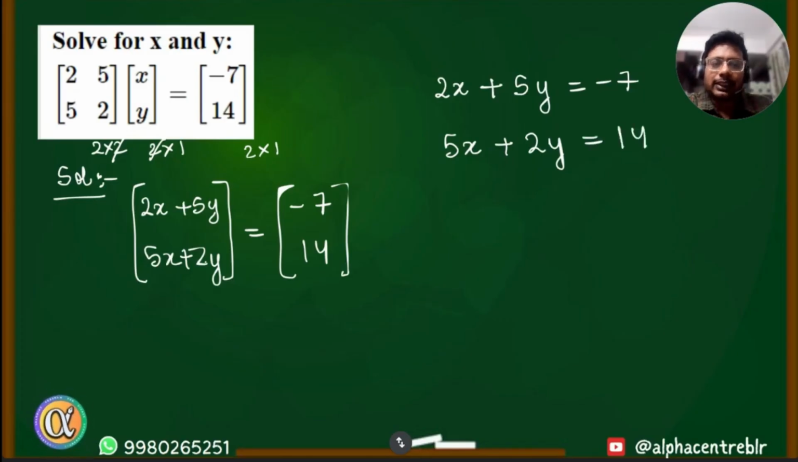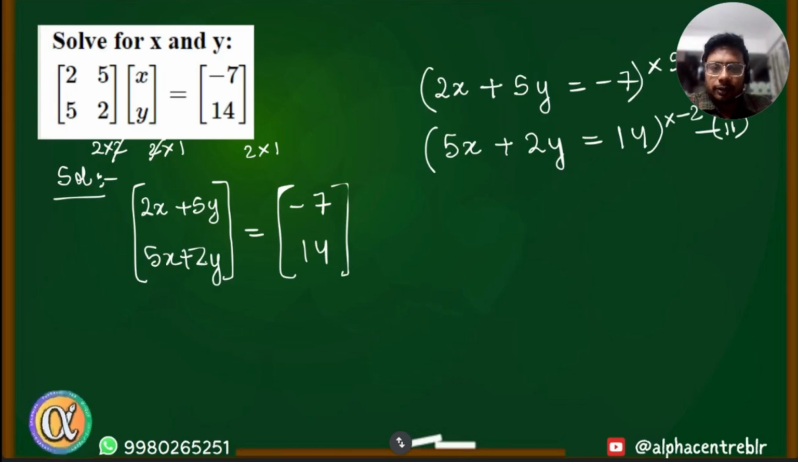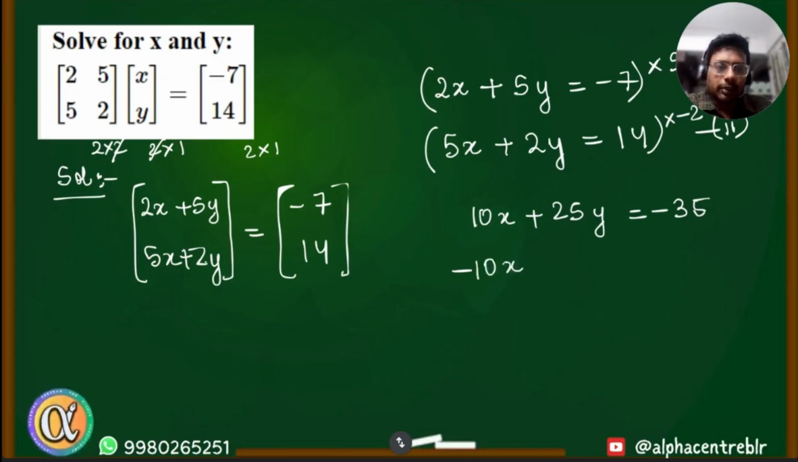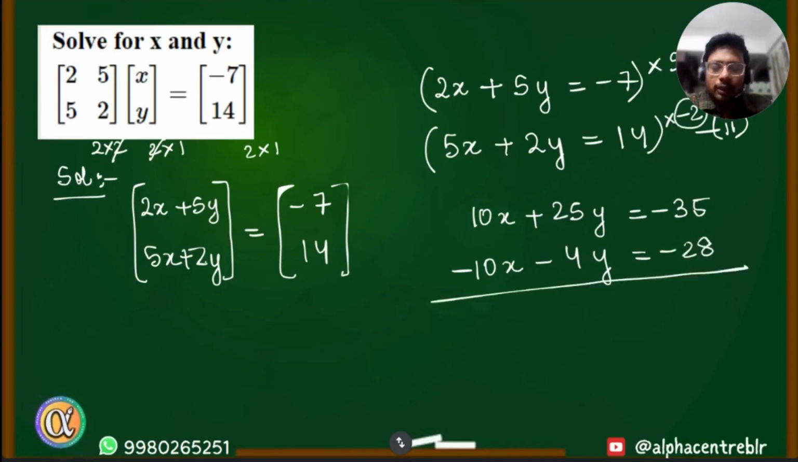So you're familiar with this kind of equation, right? Yes, sir. So we need to just multiply one of the equations. We can use the elimination or substitution method. I think elimination would be better. So we multiply this with 5 and this with minus 2. 5 2s are 10x plus 25y is equal to minus 35. The second equation is minus 10x minus 4y is equal to minus 28. Now simplifying these two on addition.